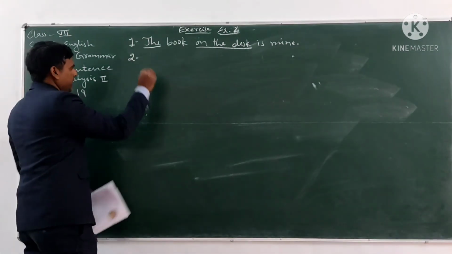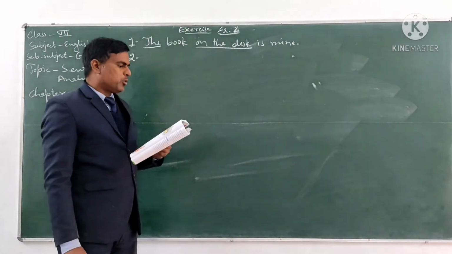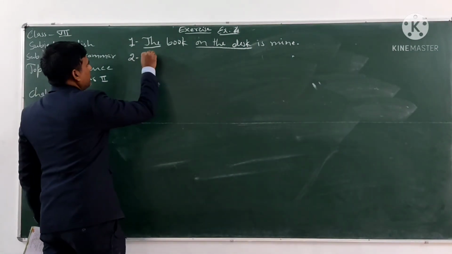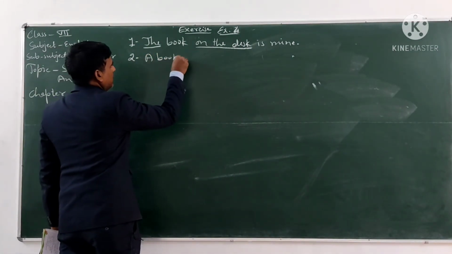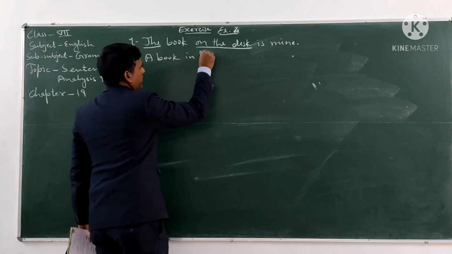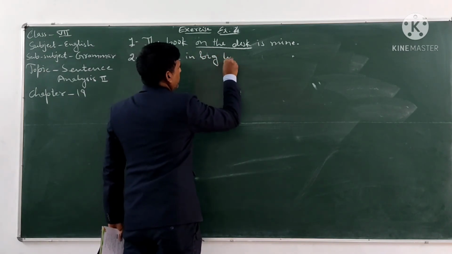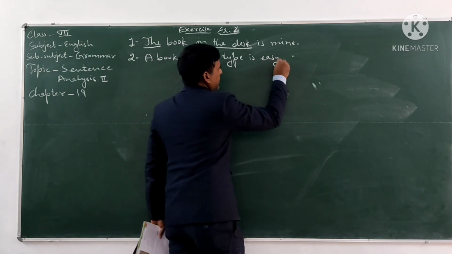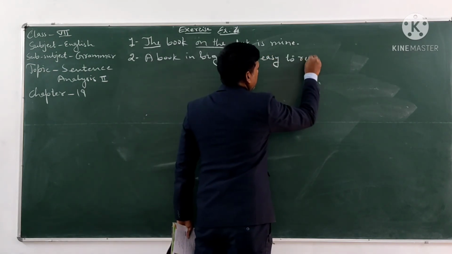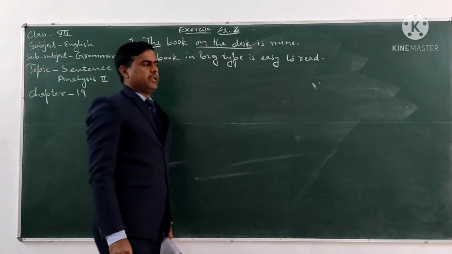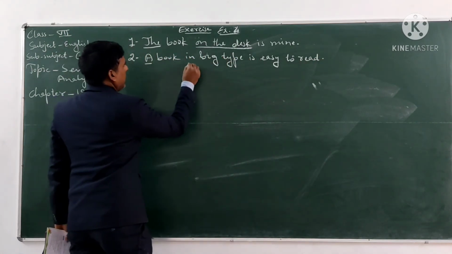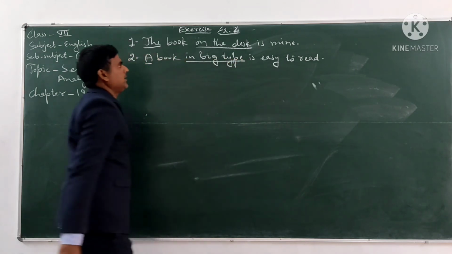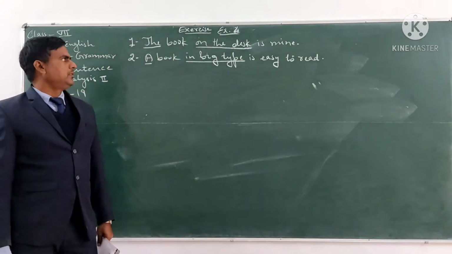Now sentence number 2 is, a book in big type is easy to read. In this sentence, a and in big type are the enlargements of the subject.